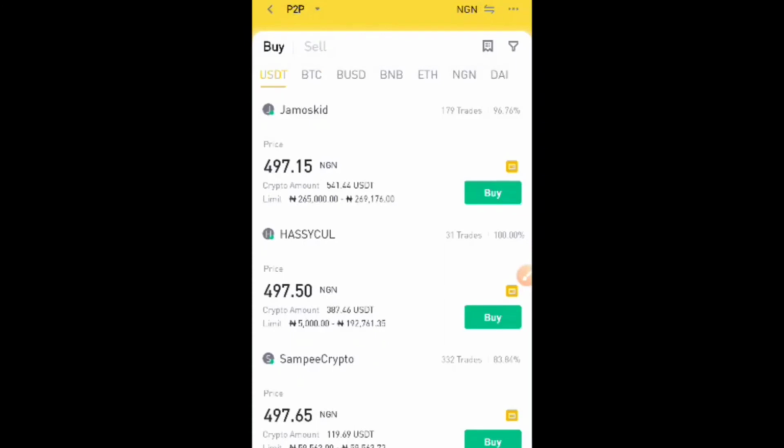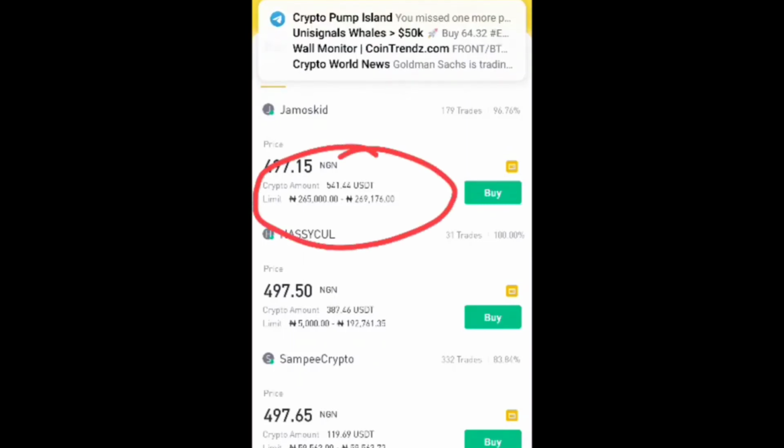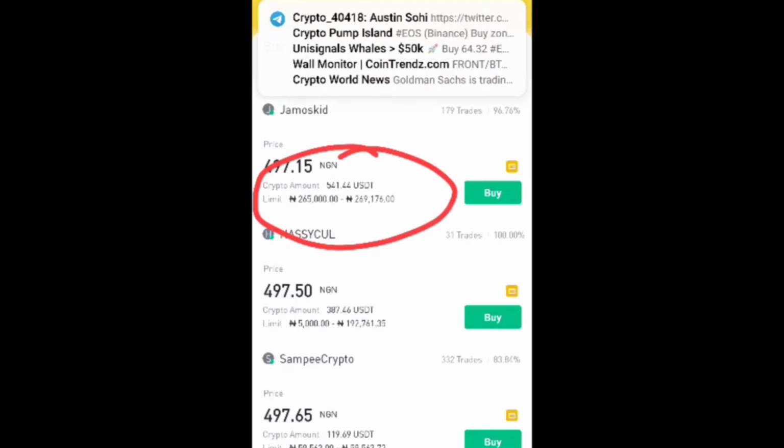So you click on buy. Now look, remember what I told you about number of trades, success rate, and mode of payment. So now these are their rates. These people are selling at 497, and this is the rate they are selling. This is the minimum amount they are selling. This first person can only sell a minimum of 265,000 naira. That is about $500, or let's say no more than $500.